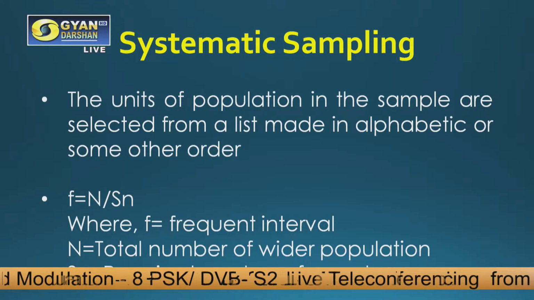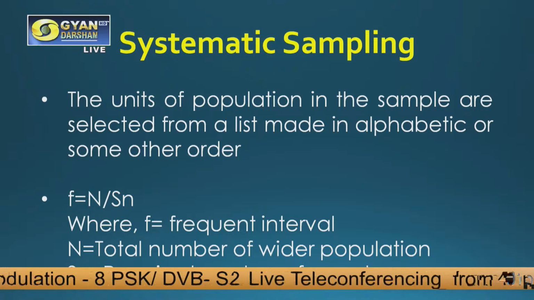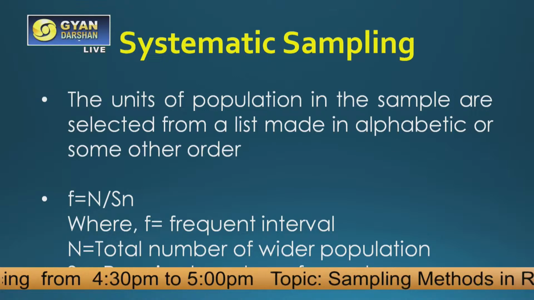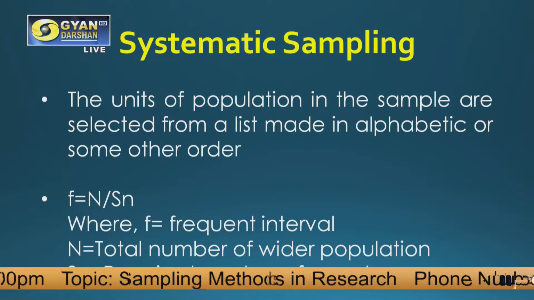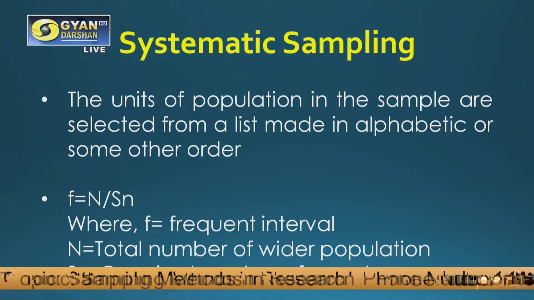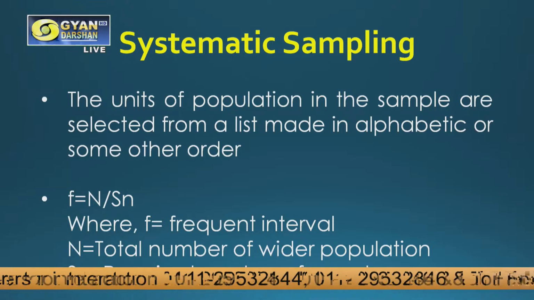Coming to the second, systematic sampling, as you see on the slide. Here the units of the population in the sample are selected from a list made in alphabetic or some other order. So we arrange the population in some order, then again make use of the random sampling style. If there are 5,000 samples, which ones will you take: the 10th, 20th, 30th sample, or will you start with the 13th, 23rd, 33rd sample?